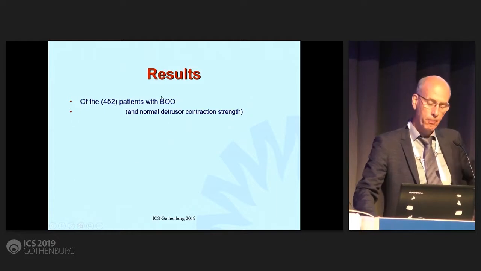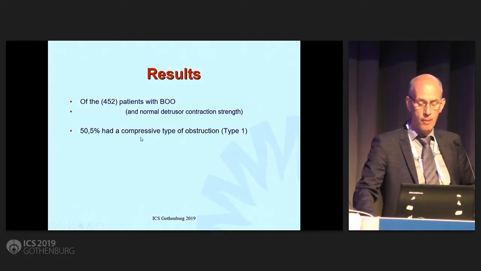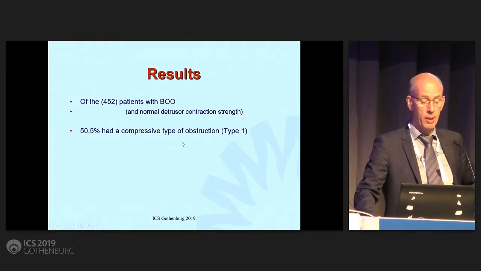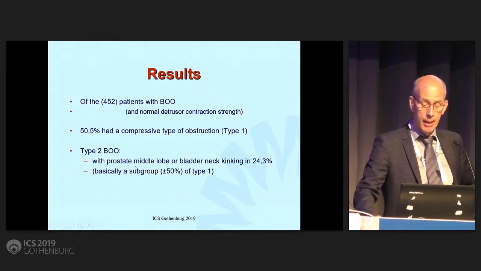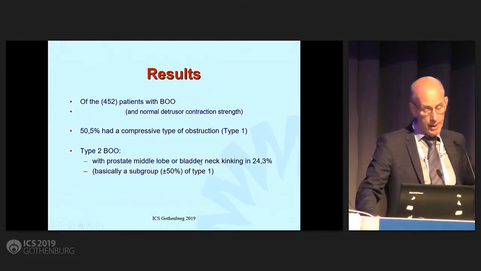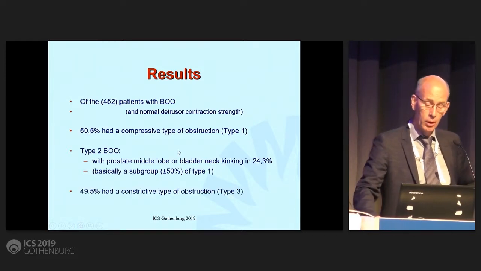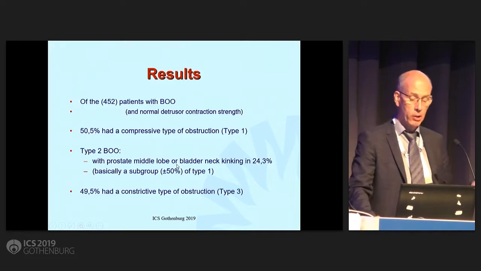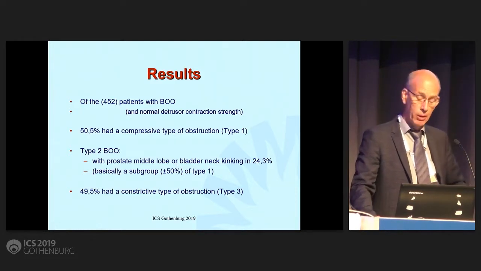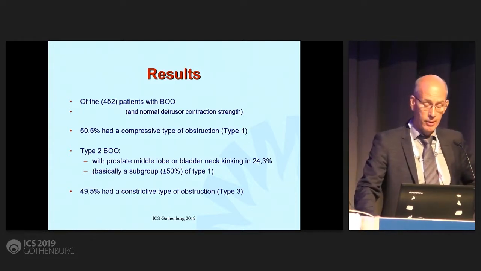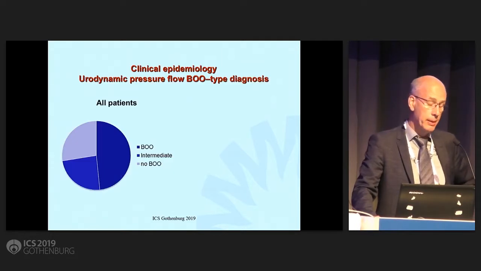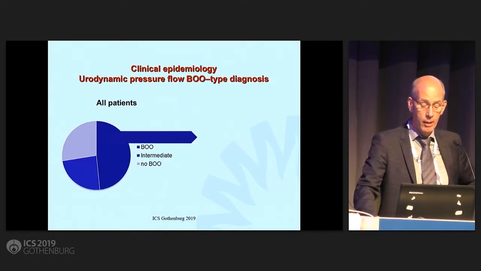But the patients with bladder outflow obstruction, half of them had the normal type, and in the other half, a quarter of all, had that prostate middle lobe kinking, ball valving type, and the other half had the constricted type. Here's the graph of that.